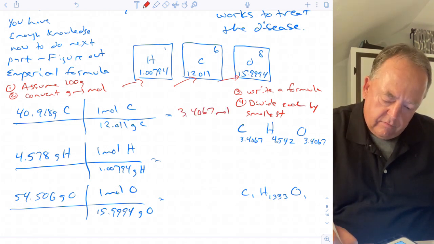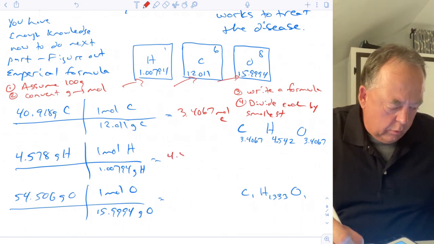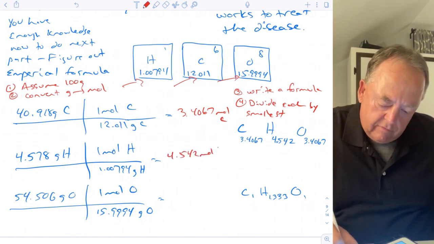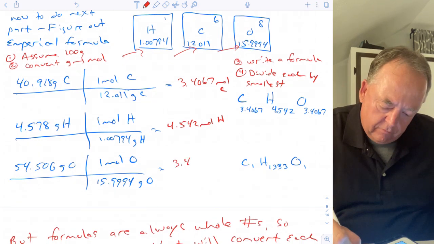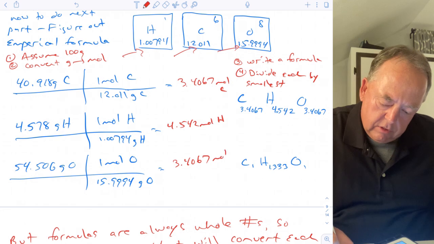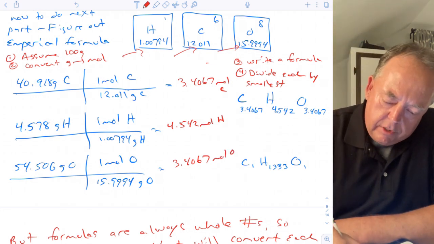3.4067 moles of carbon. And for hydrogen, that would give you 4.542 moles of hydrogen. And for moles of oxygen, that would give you 3.4067 moles of oxygen, right? Okay, so now we go to number 3.